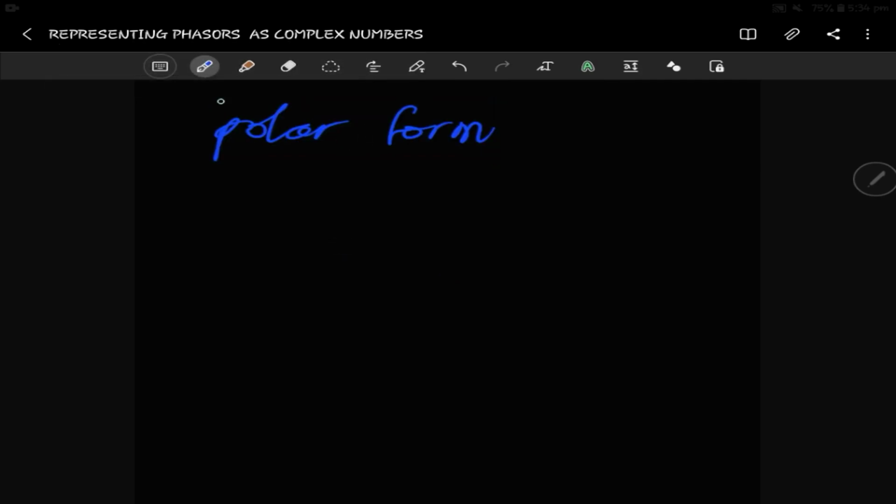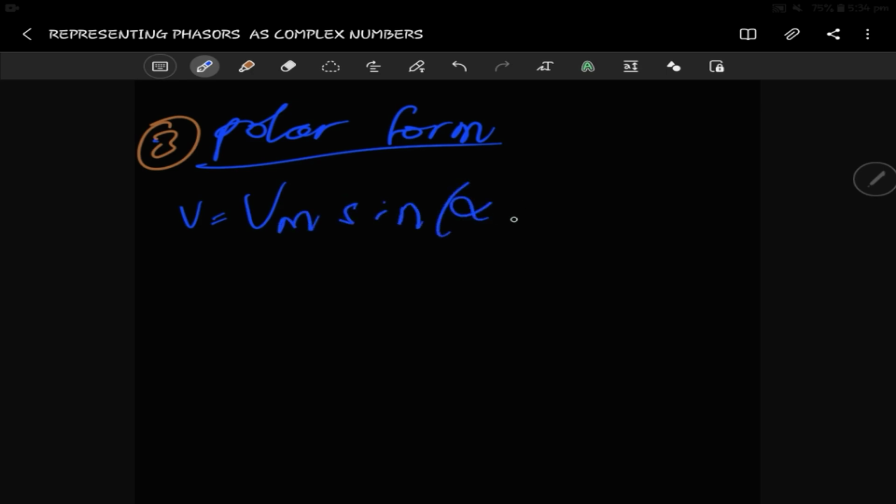Okay. So the sinusoidal function that we have, which is Vm, this is the third one, right? If you have V is equal to Vm sine, and then you have this angular frequency times time plus or minus phase angle, right?